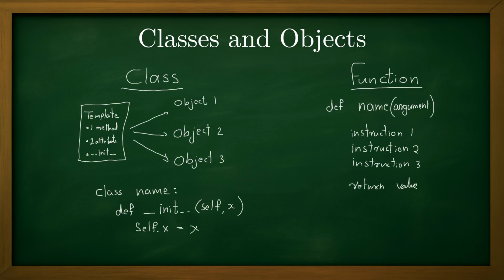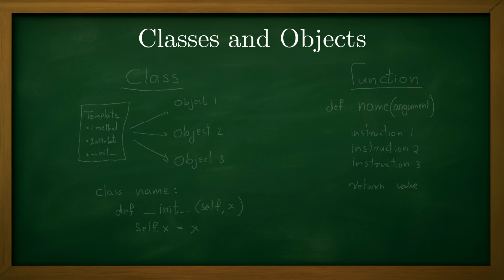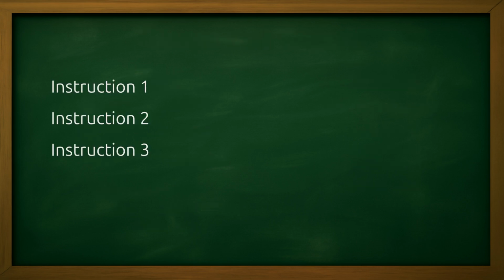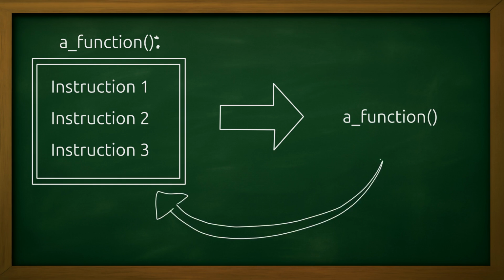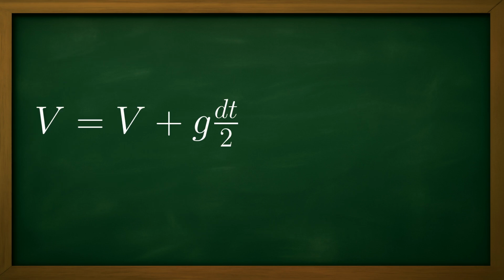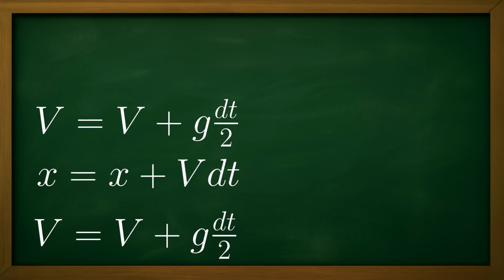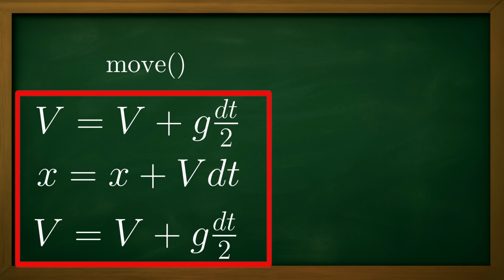Before we build our simulation in this way, let's briefly discuss functions and classes. Functions group a set of instructions into a single command, making code reusable and cleaner. For example, updating the velocity and position in each time step can be bundled into a move function. Once defined, we can call it any time without rewriting the logic.